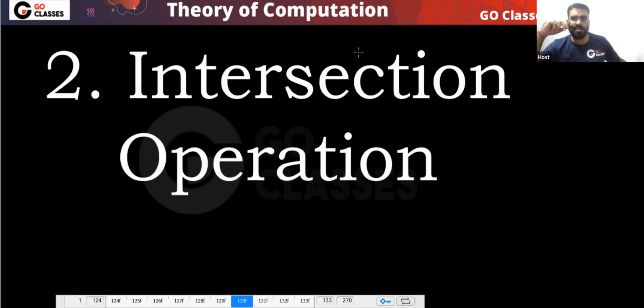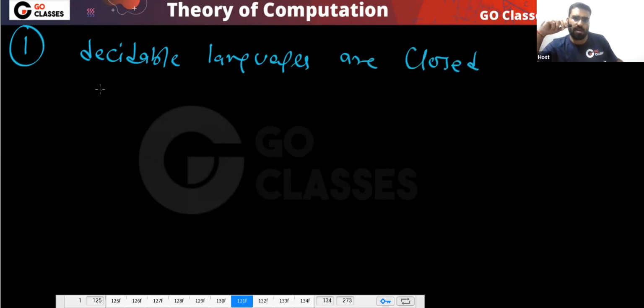Now let's see the intersection operation. For the intersection also, what can I say? This is the idea. Recursive, or decidable, languages are closed under intersection.